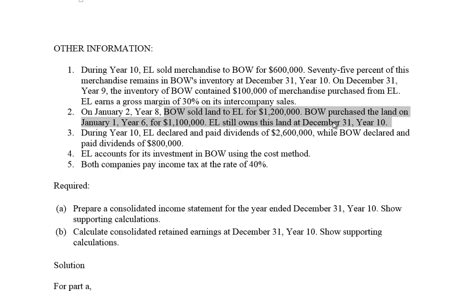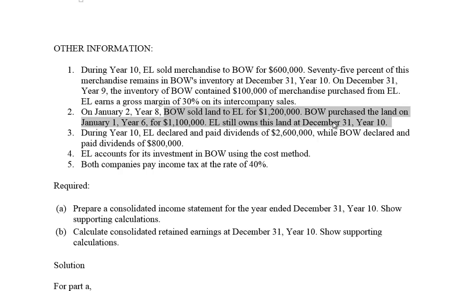But what will we do? We'll have to adjust it out of the sub's retained earnings, because we can't recognize it there yet. So our consolidated retained earnings calculation is going to change for year 10 by adjusting the sub's post-acquisition retained earnings by the amount of the profit that they booked in year 8 that the consolidated entity cannot yet recognize in its retained earnings. So it may sound a little bit confusing, but when you think about it and see the math behind it, I think you'll get it.